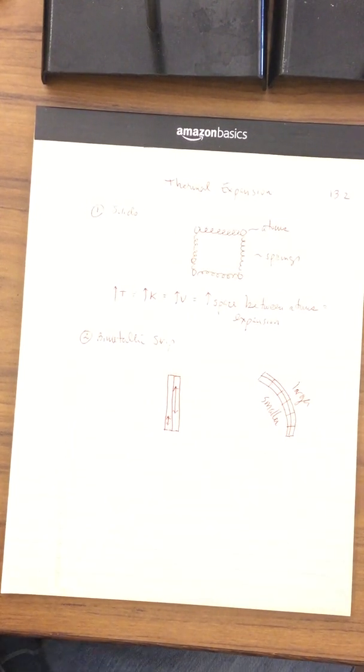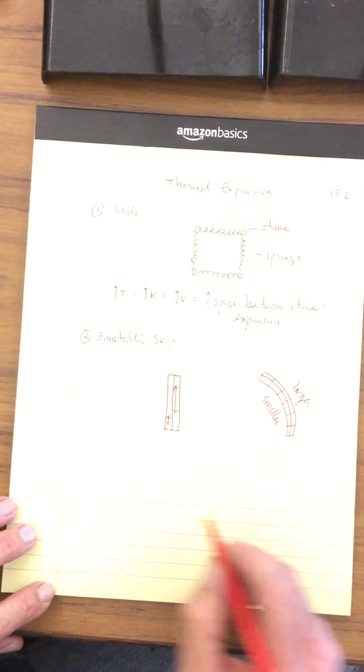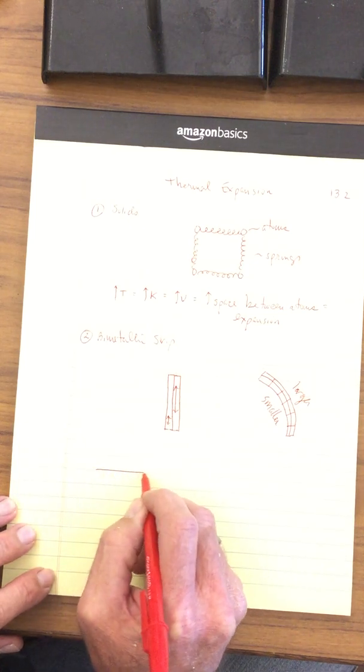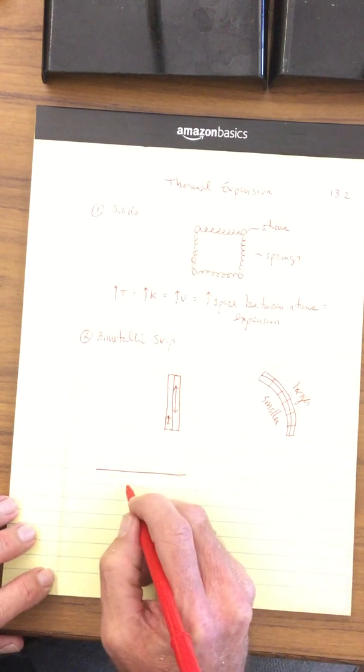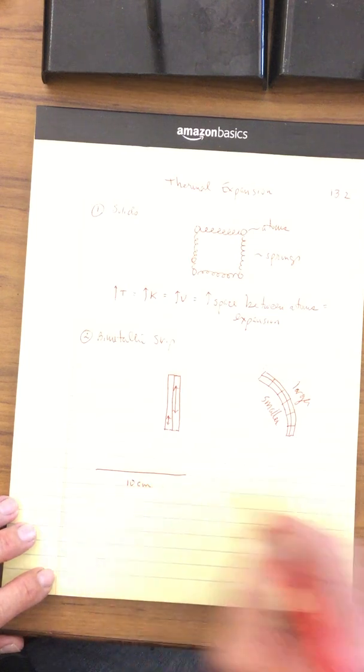So let's take a look at some of the mathematics behind this. So imagine you have a piece of metal, and it's 10 centimeters long.